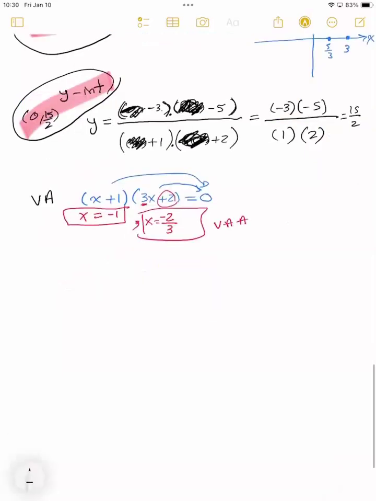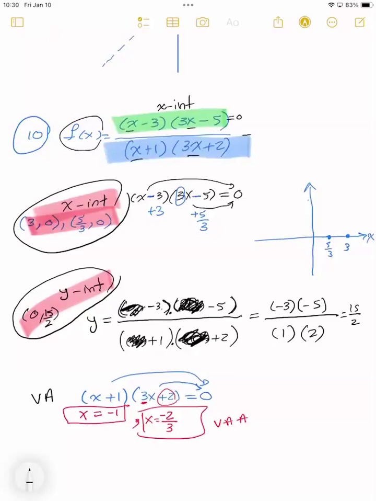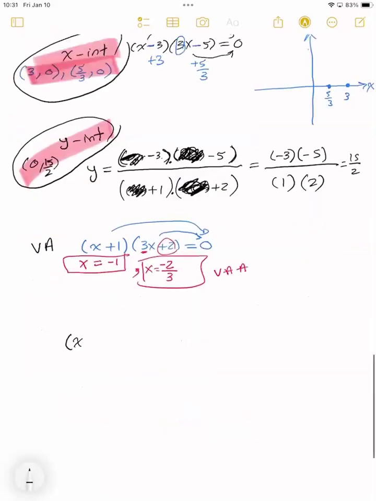We also want to find our horizontal asymptote. If we don't have a horizontal asymptote, then we have to find the oblique asymptote. But how do we find it? You have an x times 3x. That's how you find it. So I'm just going to write the equation. I have x minus 3, 3x minus 5, and x plus 1, and 3x plus 2.